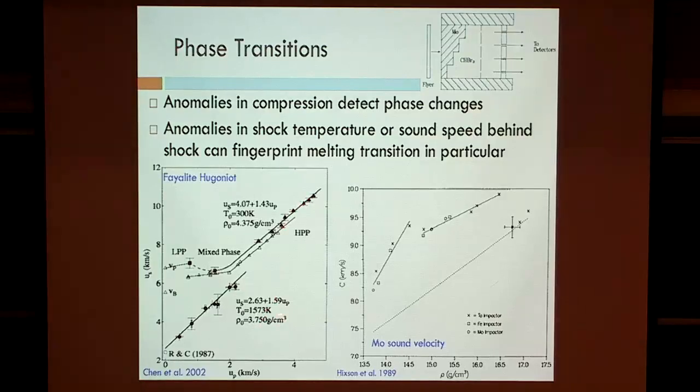You can also see changes in sound speed when you shock across phase transitions. Even phase transitions that are very subtle in pressure-density space show up as big changes in sound speed. So this is a classic paper by Hixson that looked at overtaking of the release wave in molybdenum. You see one line which was interpreted to be the BCC phase of molybdenum, a step at about 2 megabars pressure, which was interpreted to be a transition to HCP, and then another step to a material whose sound speed matches the prediction for the bulk sound speed, which means it has no shear modulus, which means it's a liquid. So first HCP and then melting, both recognized by changes in sound speed.